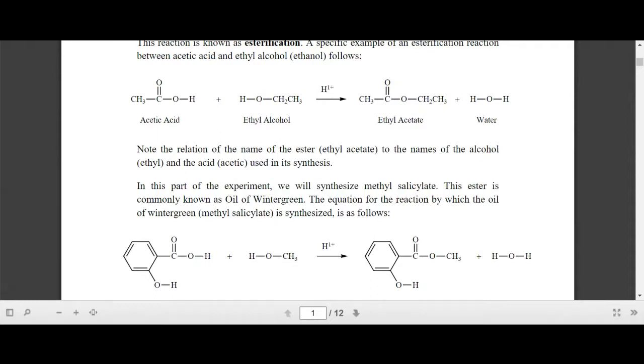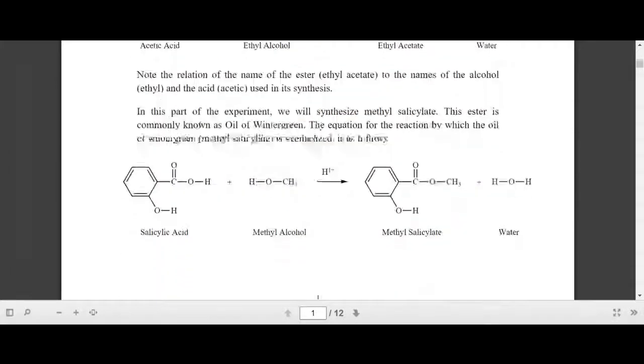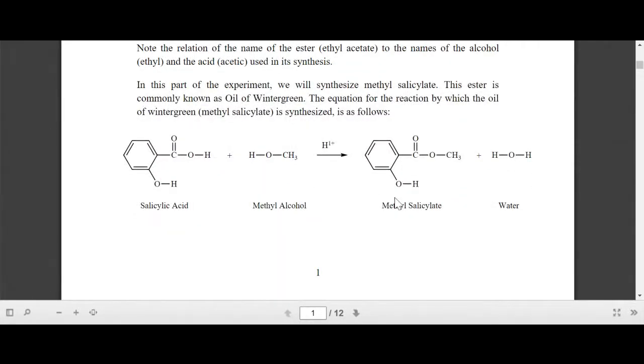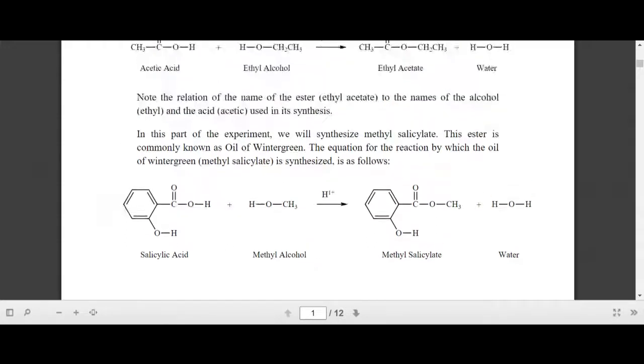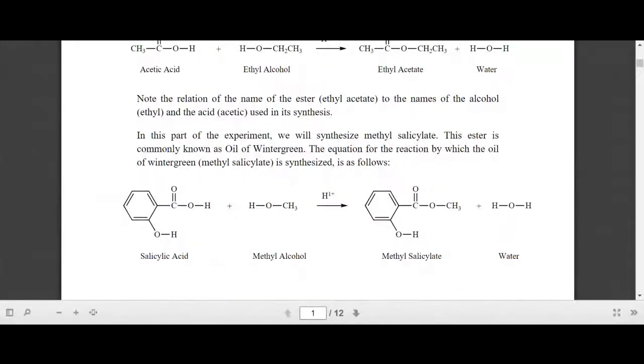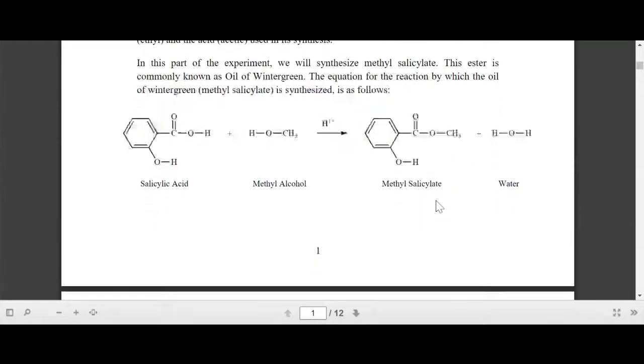If you search it up, you will find that with salicylic acid and methyl alcohol, oil of methyl salicylate is going to be synthesized. So it's going to give you a different smell and a different flavor. It depends on the size of the acid and the size of the alcohol.